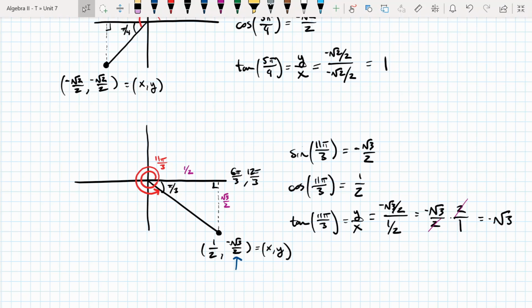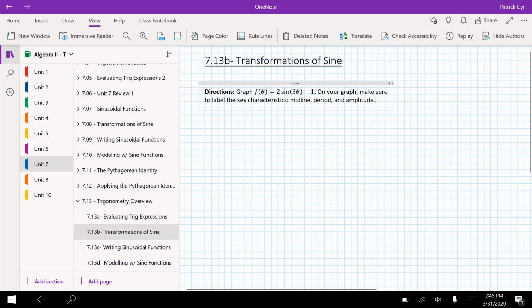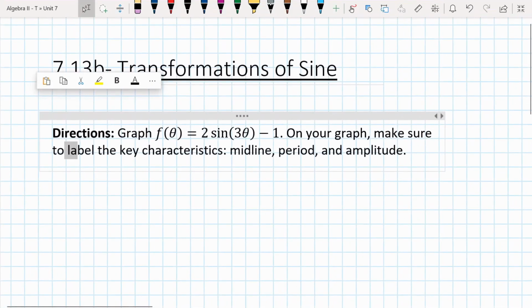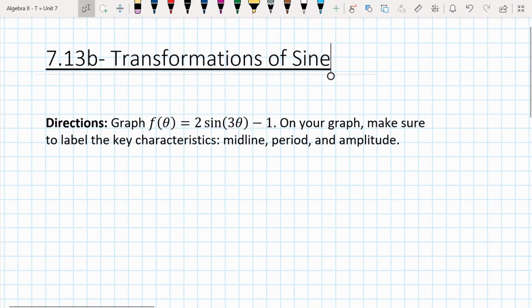Okay, so let's move on to our next topic, which is transformations of sine. And so what we're going to do here is recognize what each of these numbers does to our sine function, and then from that we're going to make an approximate graph of this. Okay, so we know sine has that kind of wave-like feature. Let's use these numbers to identify those key characteristics, to identify what the graph of this function is going to look like. So our ultimate goal here is to graph this function here.